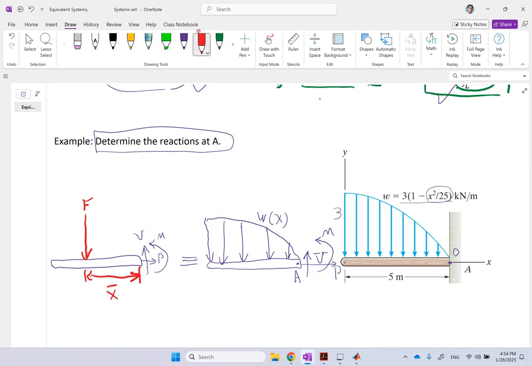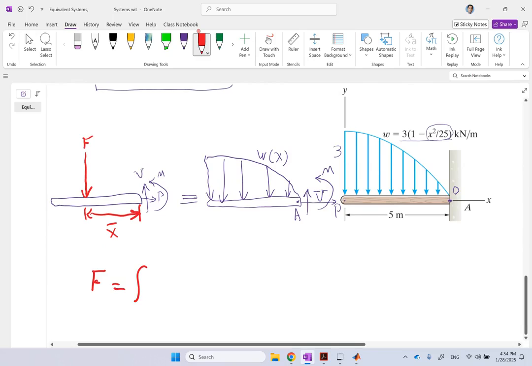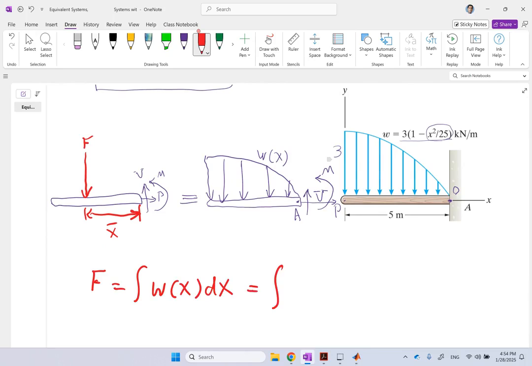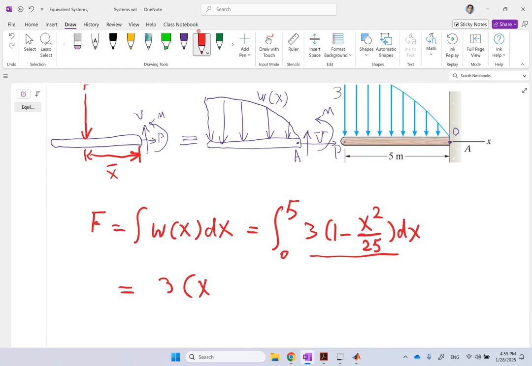Now, this is very simple statics. So first, how much is F? We say F is the area under w. So in this case, it is the integral from 0 to 5, the total span, of the function 3 times (1 minus x squared over 25) dx. So this is your w, and I bet everybody can calculate this one. That is going to be 3 times x minus x cubed over 75, calculated at 5 and 0.